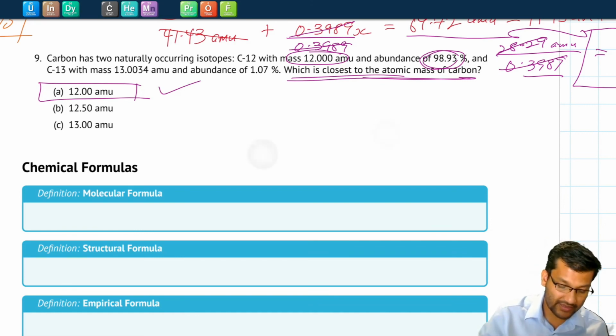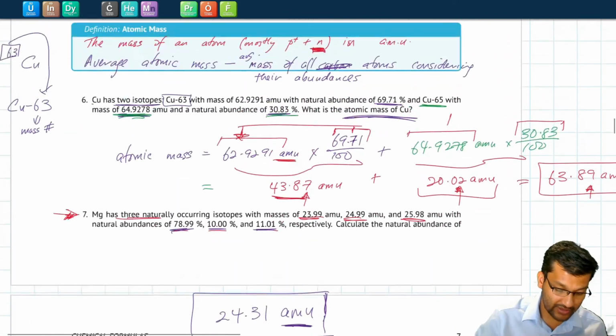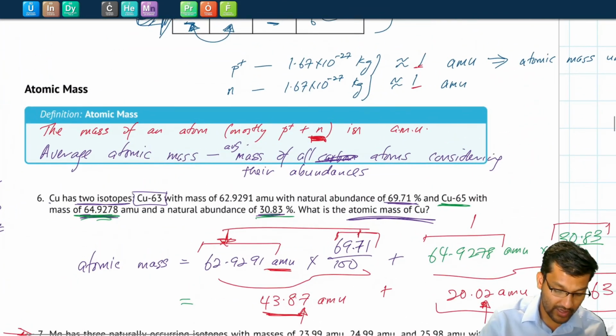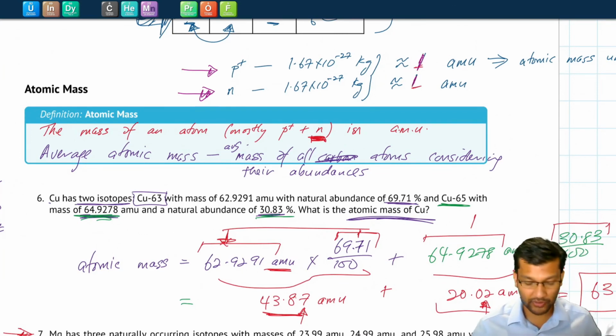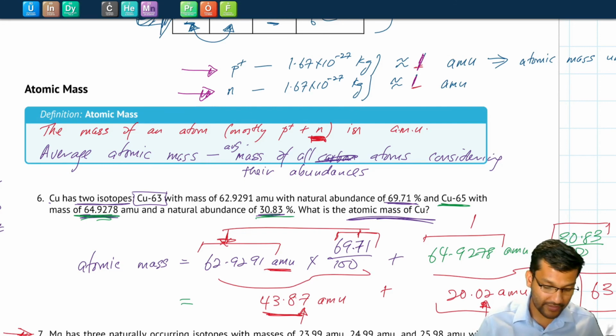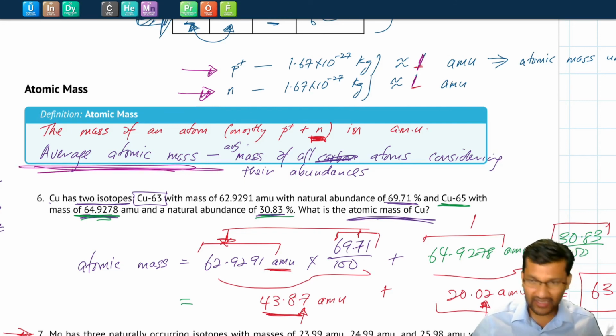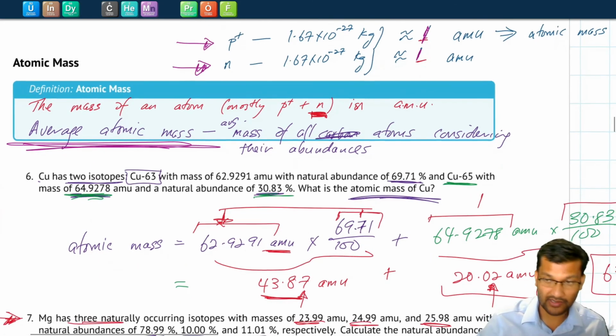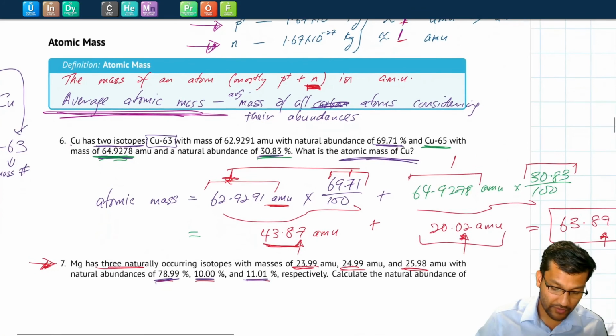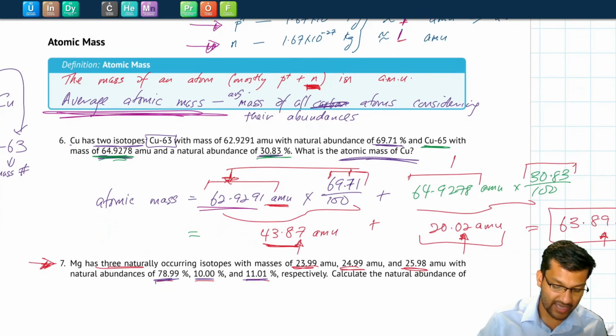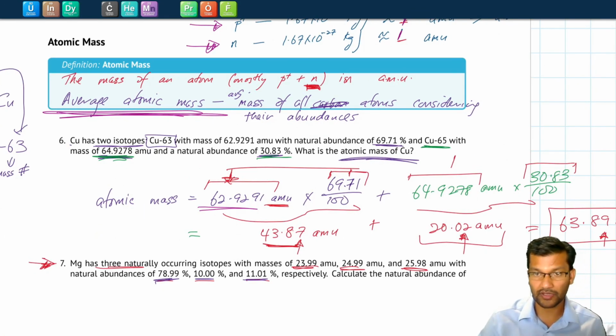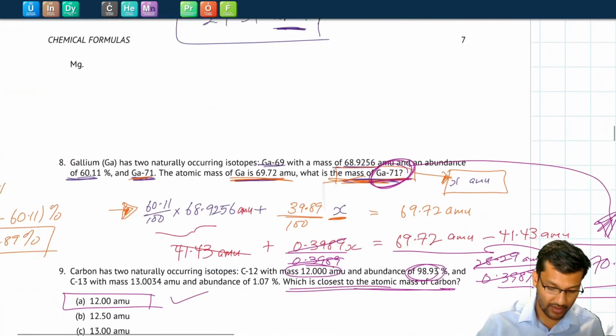I hope that makes sense, but to summarize, we looked at atomic mass, where the mass of a proton and a neutron in atomic mass units are each about equal to 1. And the average atomic mass is going to be the average mass of all atoms considering their natural abundances, usually given as a percent. So if you multiply their mass by the percent that they occur in, you can get the average atomic mass.